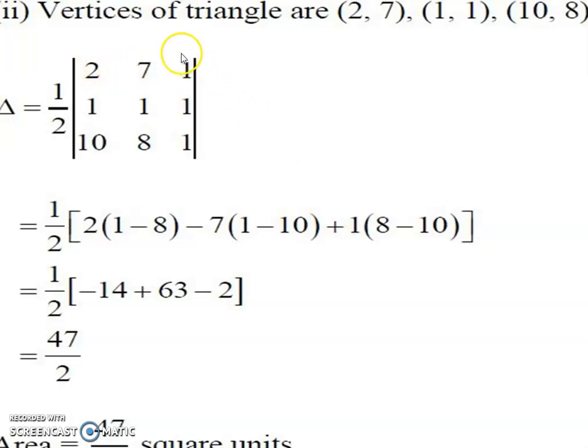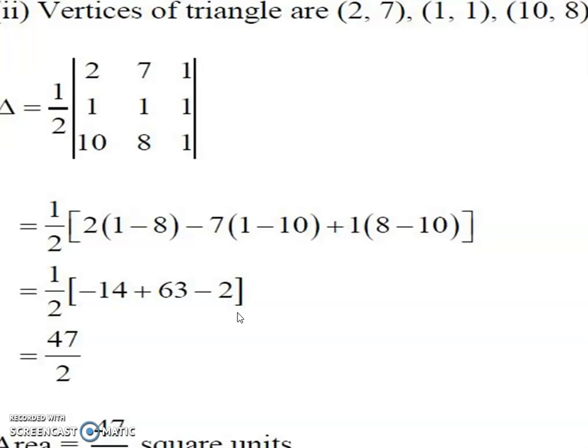So first row and first column skip. What is remaining? 1 into 8, 8, 10 into 1, minus 10. So we should remember that the middle sign is always negative. That's why the second diagonal elements multiplication, be careful, is negative. Always practice on that. Examples of finding the value of 3 by 3 order determinant.